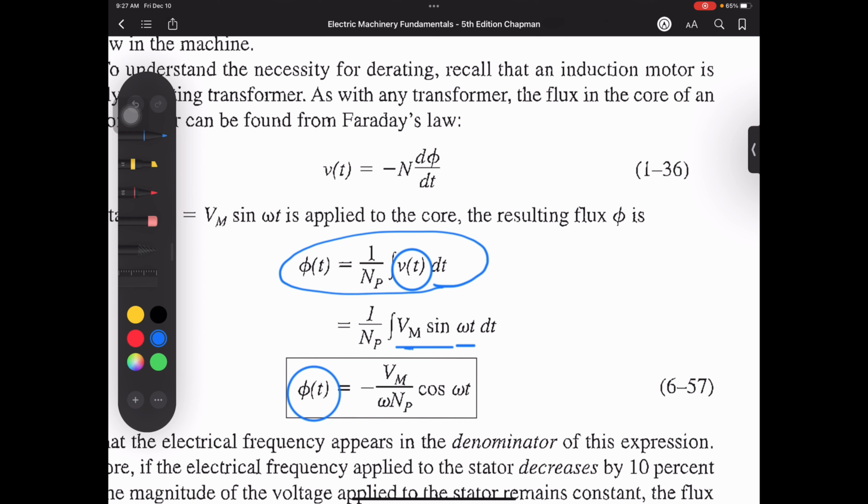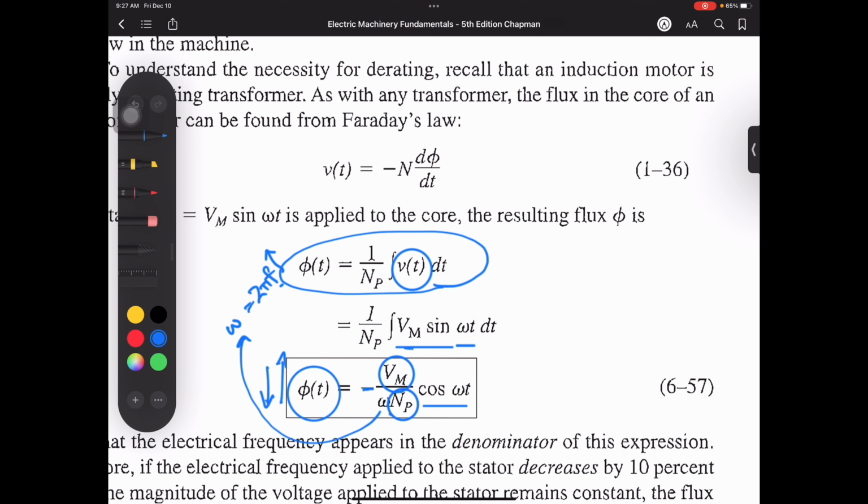And flux phi of t, if I integrate it, because Vm is a constant value, it's a peak value, sine will be converted into cos omega t, and because of the integral sign, I will be having a negative sign. Now I am not interested in the negative sign, or in Vm, or in Np, because Np is constant and Vm is also constant. The only thing I am interested in is this omega, and this omega is equal to 2 pi f. So what happens? If your frequency decreases, your omega decreases, and your flux is going to increase. And vice versa, if your frequency increases, your flux is going to decrease.